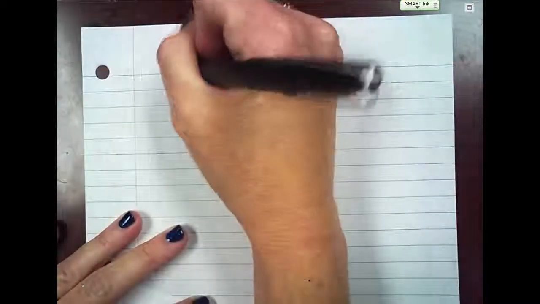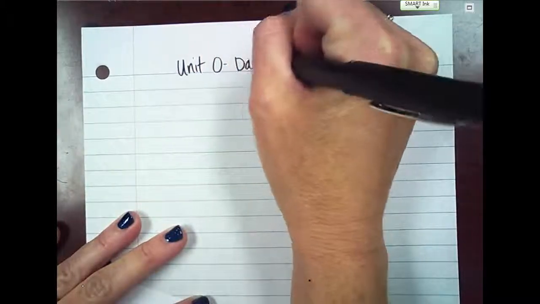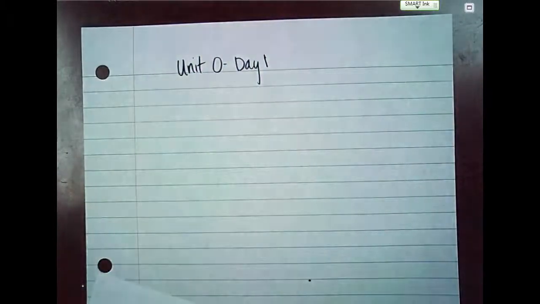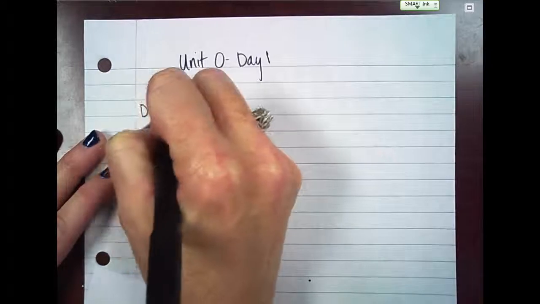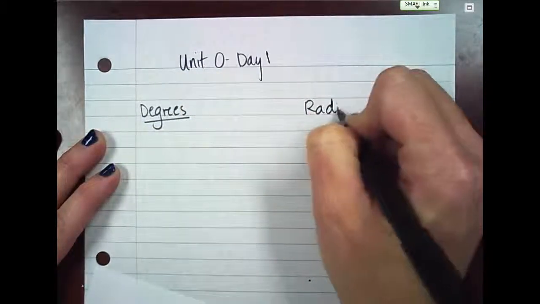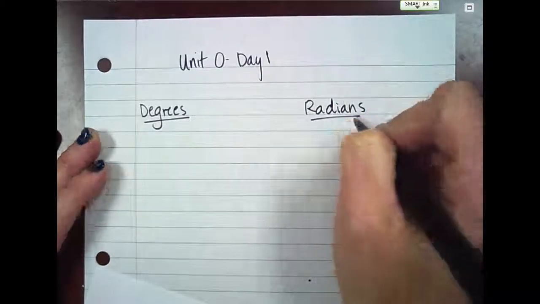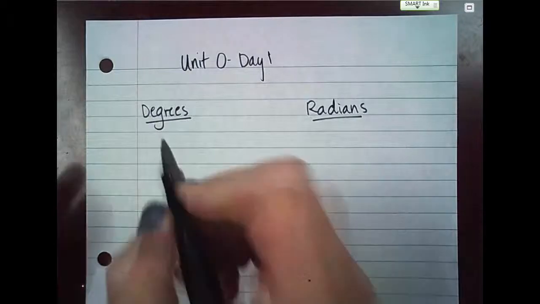It's unit circle. It'll be day 1. We're going to talk about it again tomorrow. We're going to start really basic. So think about degrees. We're going to talk about circles in 2 ways: degrees and in radians. How many degrees are in a circle? 360. Okay, excellent.